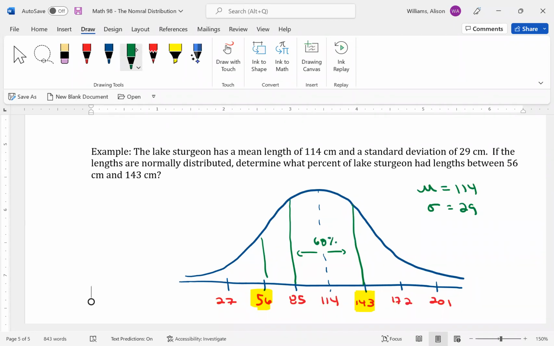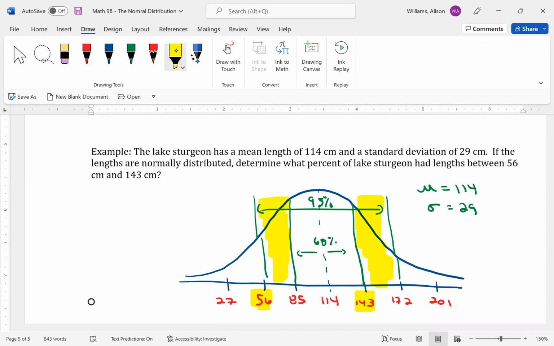2 standard deviations we know is 95%. So here I'm going to do it outside. Okay. So unfortunately, we can't just say it's 68% or 95%. It doesn't quite work. If they had said between 85 and 143, then we would have said it's 68%. Okay, but they didn't do that. So we need to actually figure out what percents these two are right here.